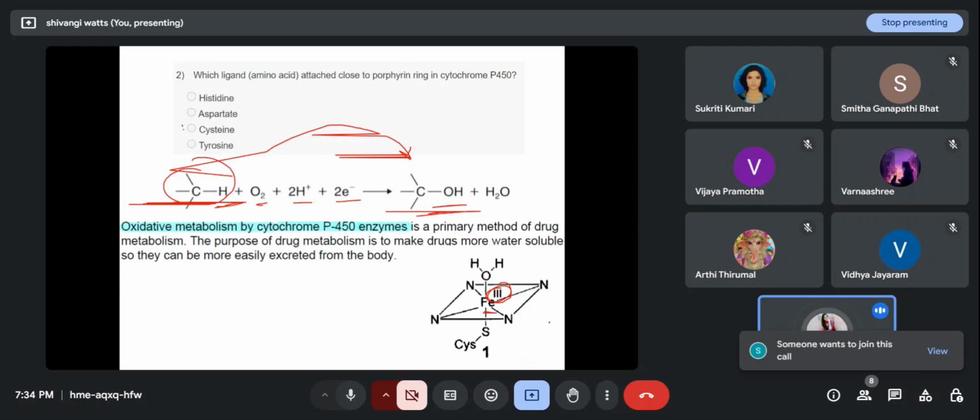So C option is the right option. Cysteine. Yeah, C option is the right option. Cysteine is present and cysteine is close or attached to the porphyrin ring in cytochrome P450. So you see the structure of cytochrome P450. Then we will move to the next question because next question is also related to this option.